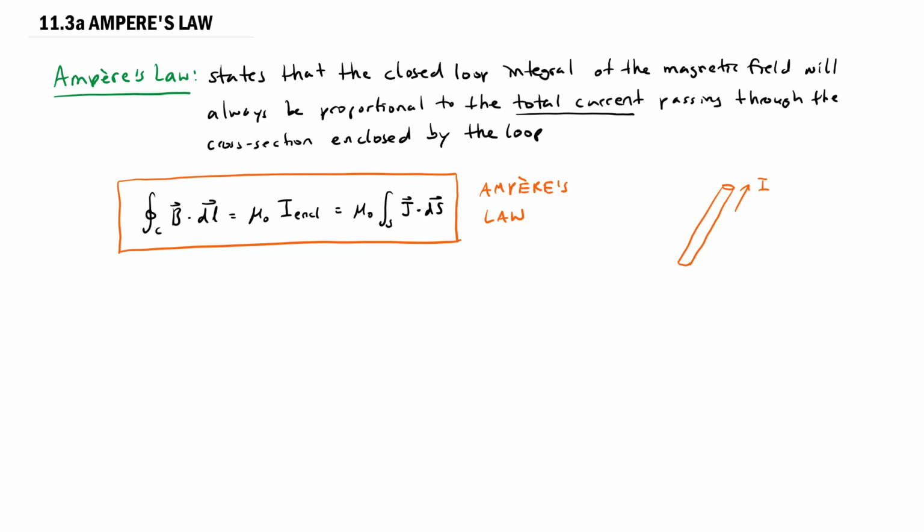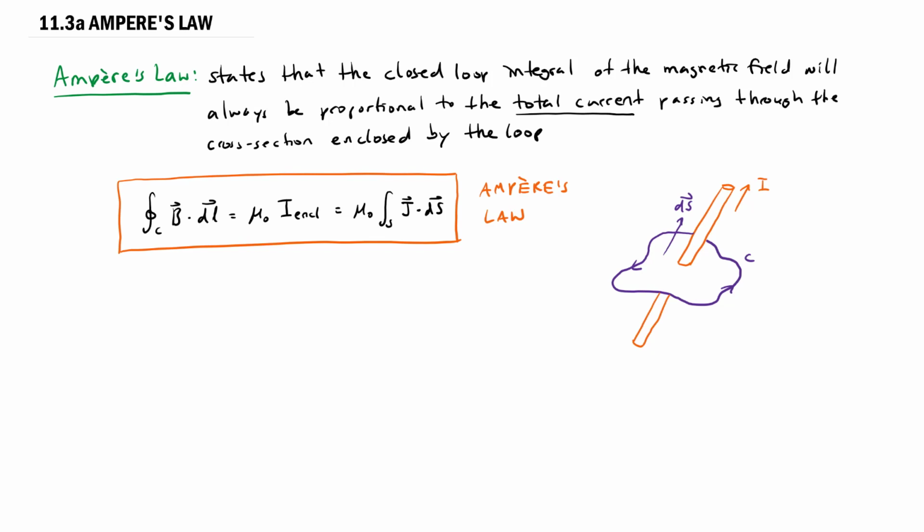It doesn't really matter what path you take. As long as it's closed, it'll still equal the same thing. So we just form some sort of closed path around the current carrying wire. We'll say it's going this way, counterclockwise. And we also have this being dS. And we'll call this C for our curve.